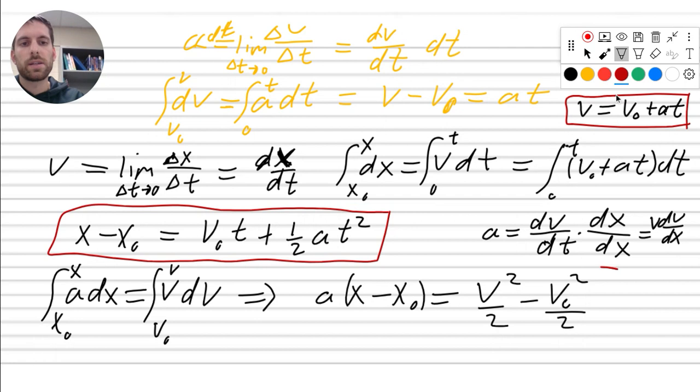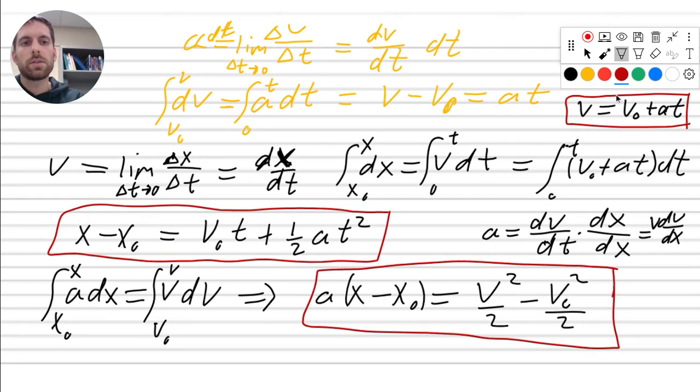As you can see, we can get back to our original form that's usually in text. So those are 3 equations derived with calculus, and that's it.